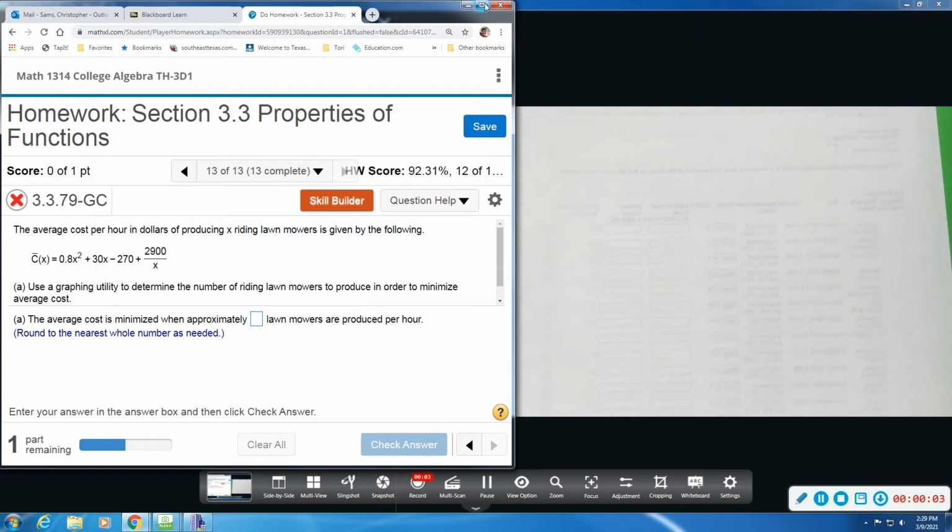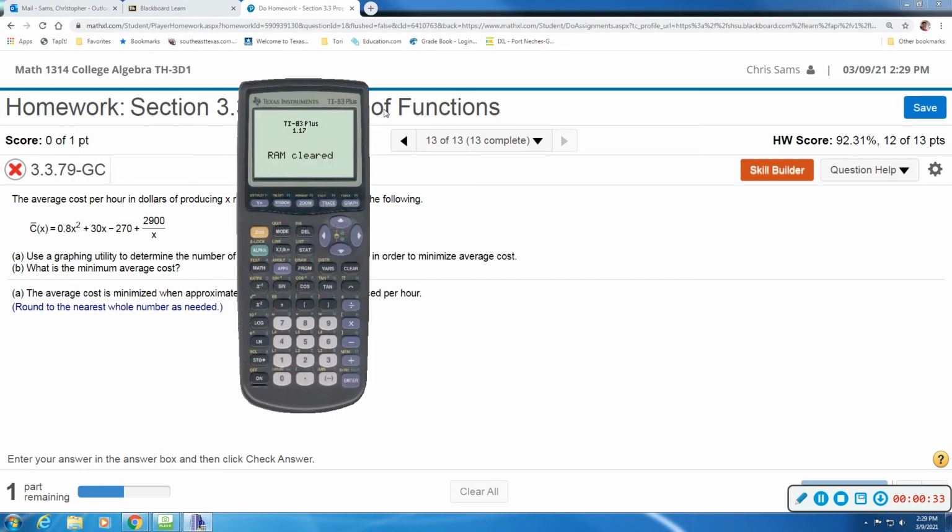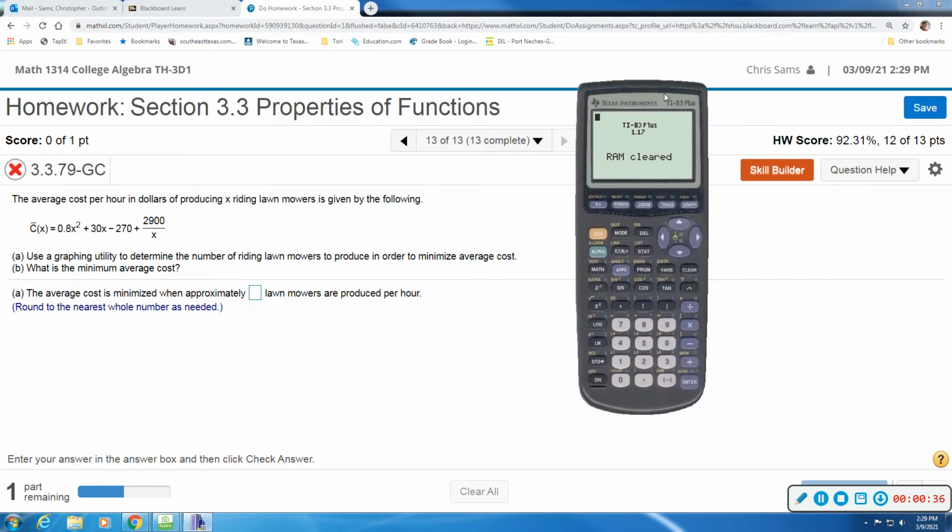All right, number 13, we want to use a graphing calculator to find the minimum number of lawnmowers, or riding lawnmowers, to produce a minimum cost. So the average cost per hour in dollars of producing X lawnmowers is given by this equation. And of course, we're going to graph it, and then we're going to find the minimum and what that cost is. Okay, so I have this online graphing calculator.